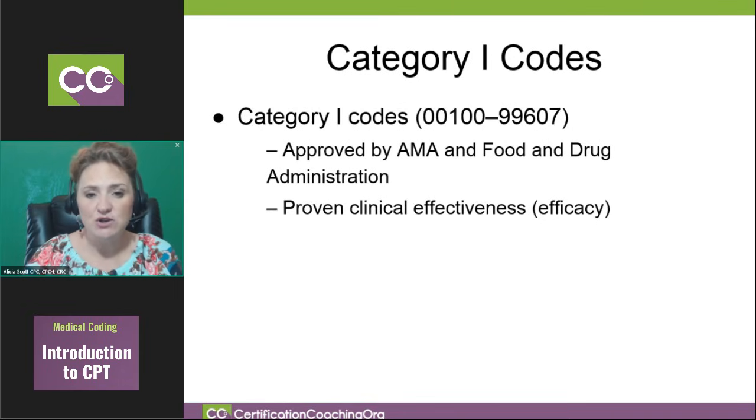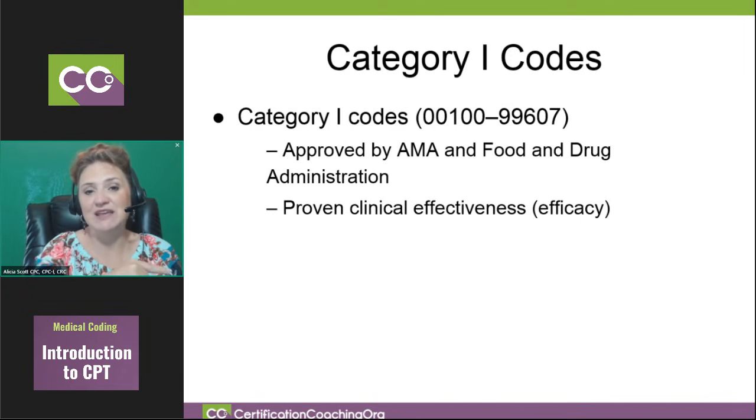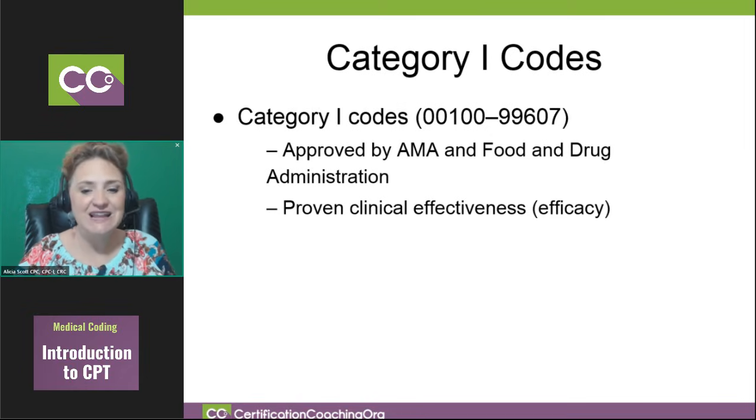So for our category 1 codes, we're going to recap now. We're not quite wrapping it up, but we're almost there. All of the category 1 codes start with a 00 and end with a 99, but not all 99 codes are at the end of the manual, because the E&M codes are 99 codes and they're at the beginning of the manual because they're an E&M section themselves. All the codes have been approved by the AMA and the Food and Drug Administration. They are proven clinically effective, and that's why they get a code.